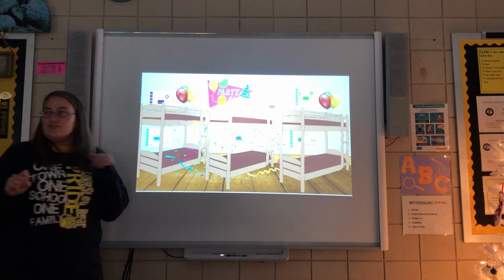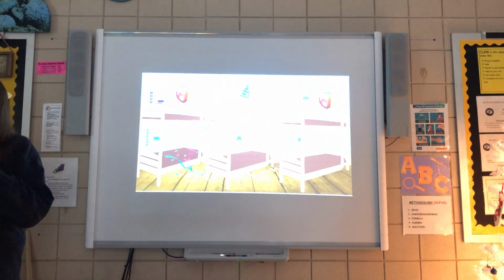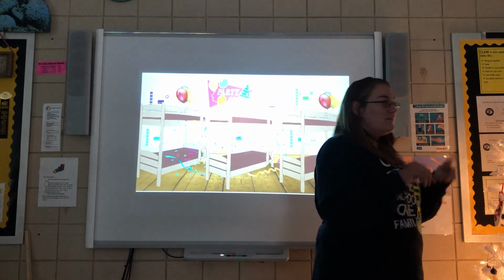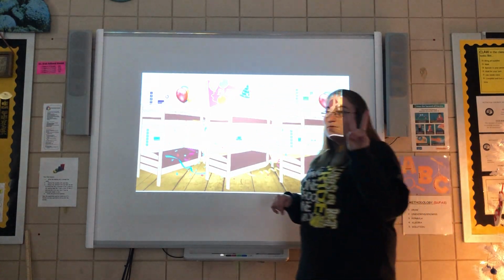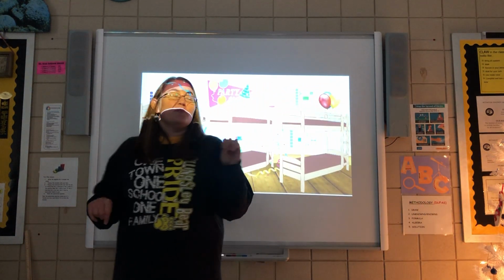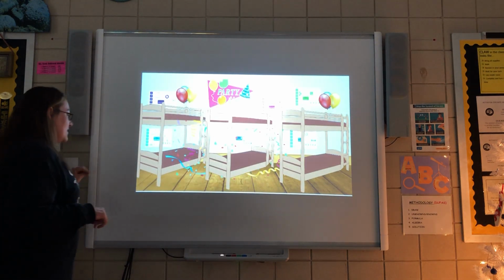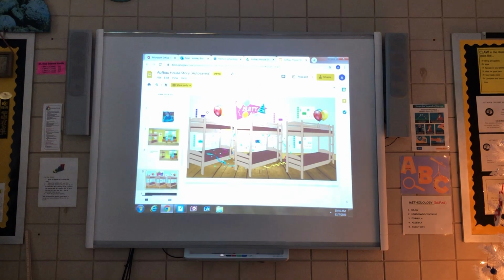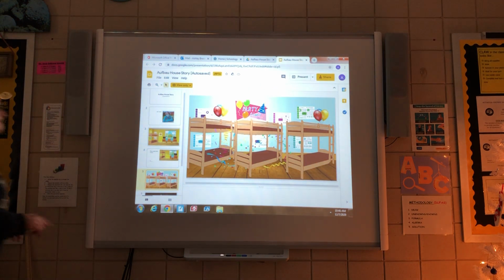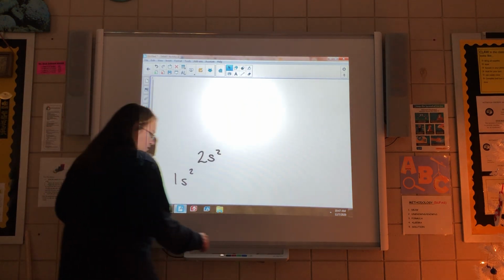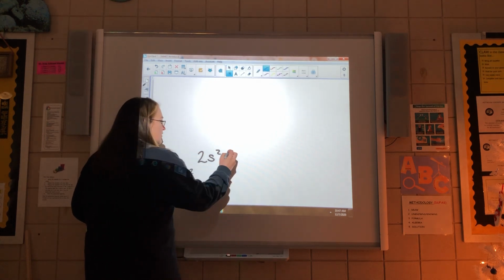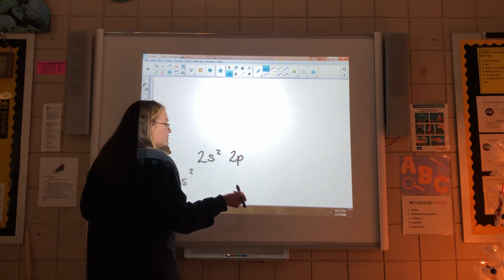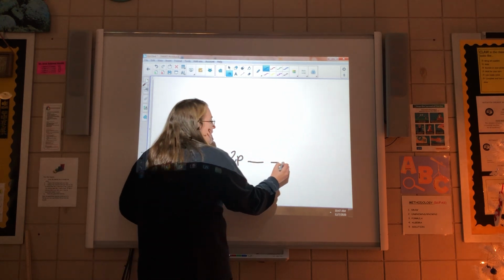How many bunk beds do you see in the party room? 3. There are 3 bunk beds in a party room. So we've got 2 types of rooms so far: the sunny side room and the party room. And the party room has 3 bunk beds. Let's put that on our diagram. We're still on the second floor. Here's the party room, and it has 3 bunk beds, so I'm going to show that with 3 lines.